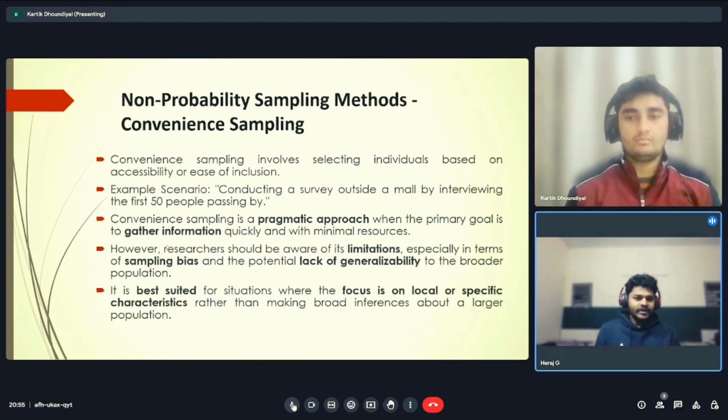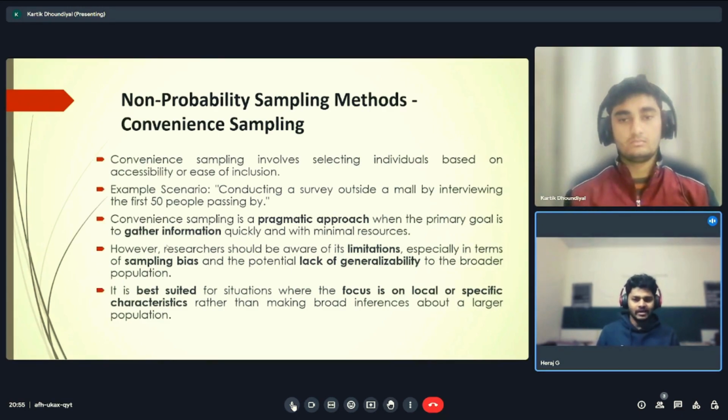So there are different types of non-probabilistic sampling methods. Firstly, it is convenience sampling. Convenience sampling involves selecting individuals based on accessibility or ease of inclusion. For example, conducting a survey outside a mall by interviewing the first 50 people passing by. This is an example of convenience sampling.